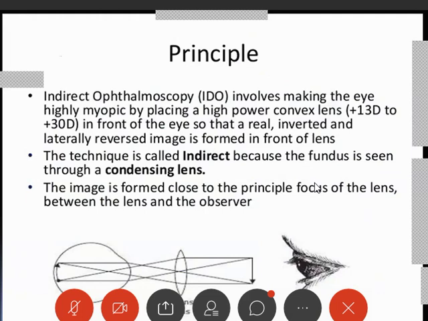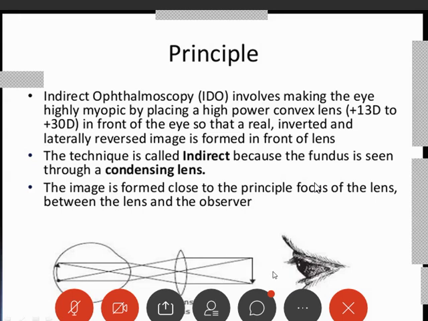Then coming to the principle of indirect ophthalmoscopy. In indirect ophthalmoscopy, we use a very strong, very high power convex lens. Usually we use a plus 20 diopters lens. So by placing the high convex lens in front of the patient's eye, we make the patient's eye highly myopic.